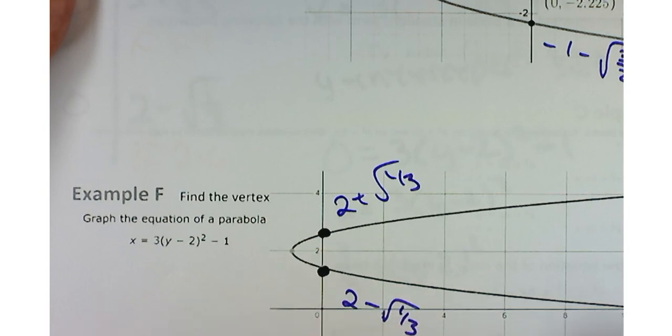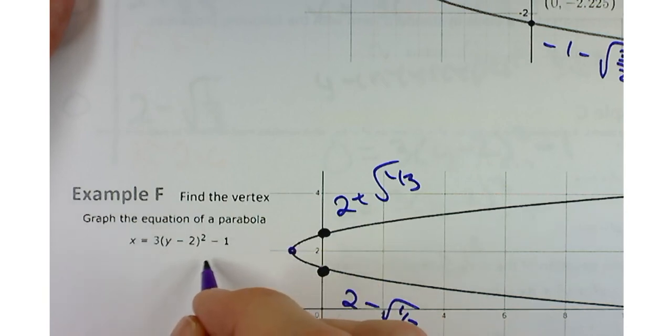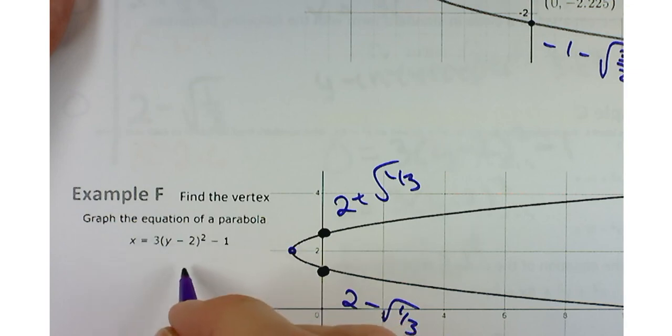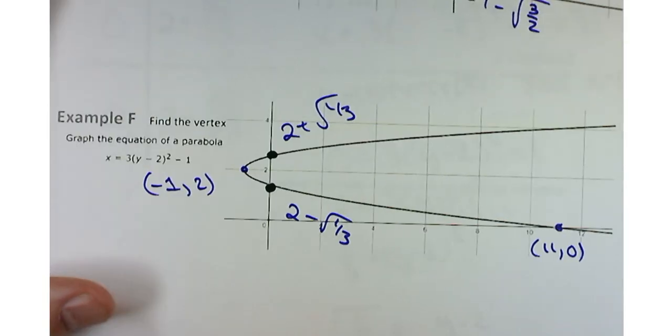Here's your point at 11 and 0. Here's your vertex at negative 1 and 2. There's your vertex. So everything lines up pretty nice. They're a little bit more challenging because they don't work out nice and even like example D does, but that's okay.